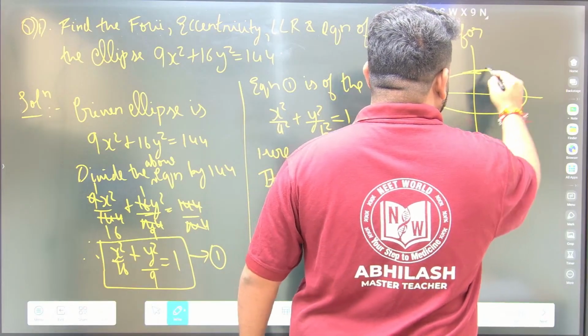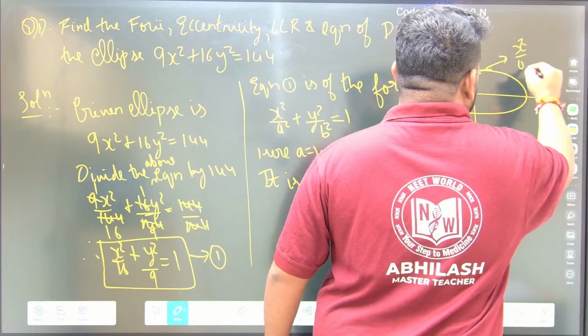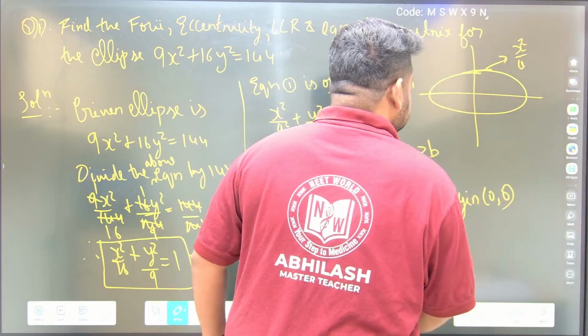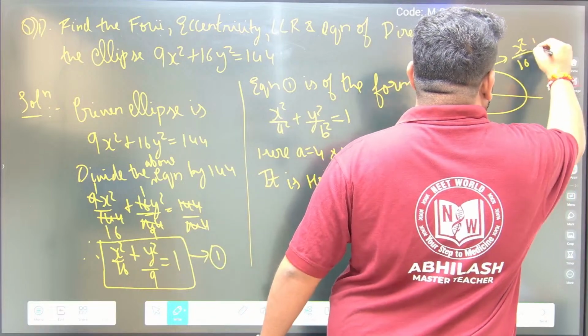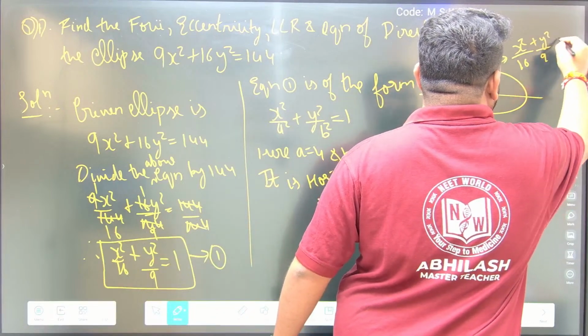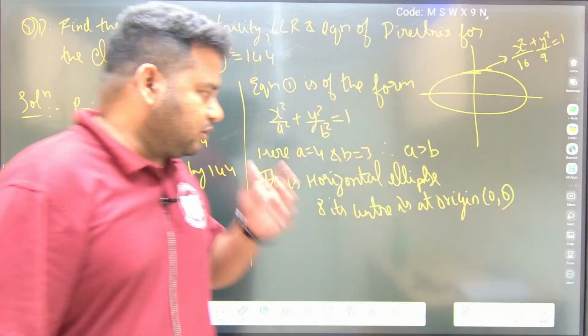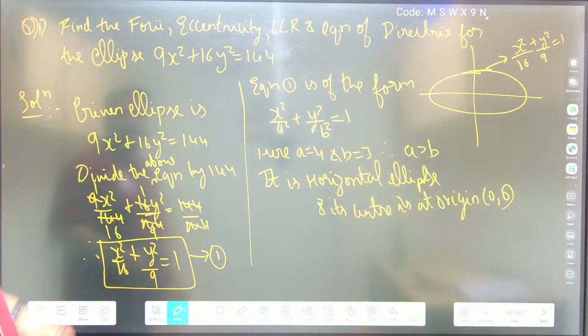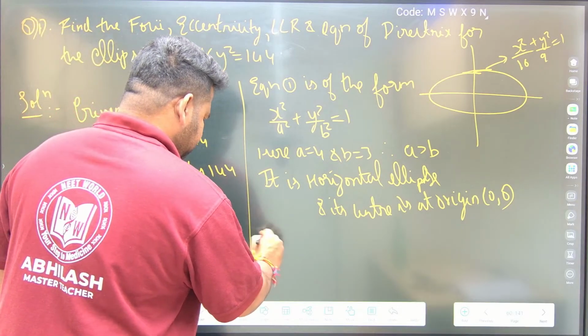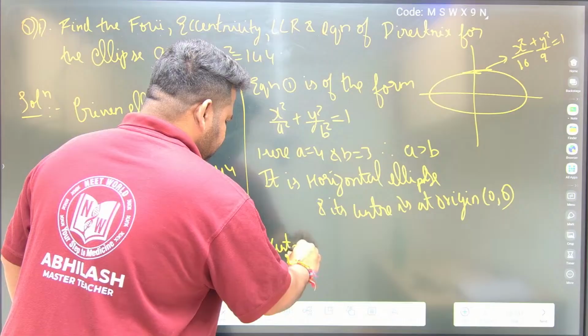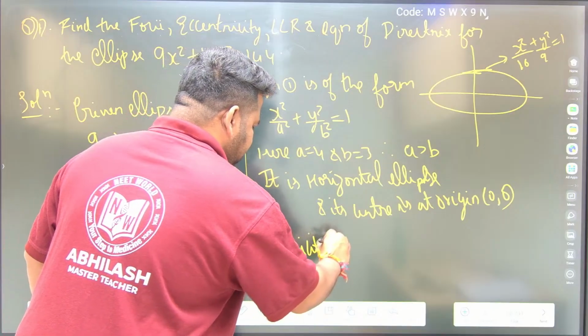Instead of writing x square by a square, let us write the given equation. x square by 16 plus y square by 9 is equal to 1. This is the equation of the ellipse. Now what are they asking us? First, they are asking us to find the eccentricity. Eccentricity of the ellipse is given by what?